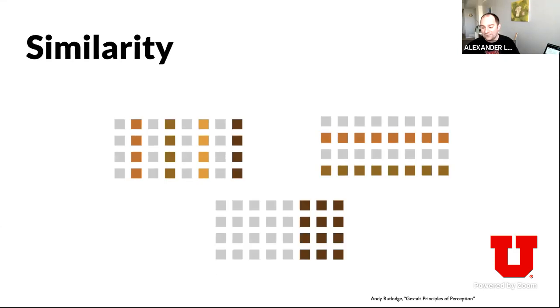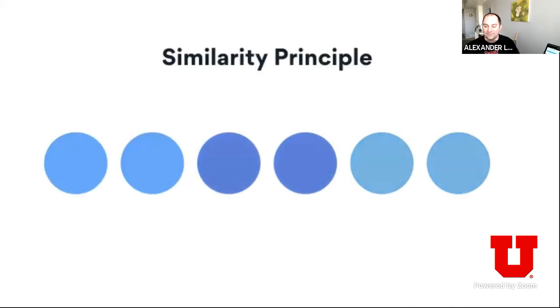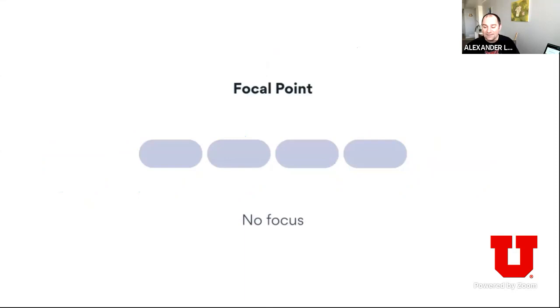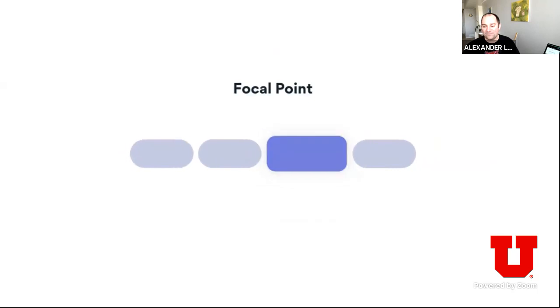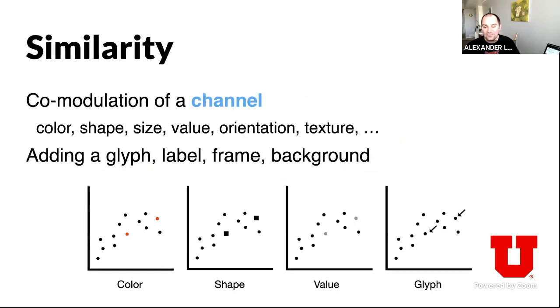We can also use color to do that. So here we are grouping by color hue, and it's also very clear which elements belong together. And here, for a layout, we have one group versus three groups just by altering the color. And we can also use this to change a focal point. Here we are actually changing the size and the color, but that's just an example of how you could use this to emphasize something. So the idea here is that you can co-modulate a visual channel such as color, shape, size, value, orientation, or texture to show these similarities, or you can also add a glyph like a pointer, a label, a frame, or a background like in the example on the right.